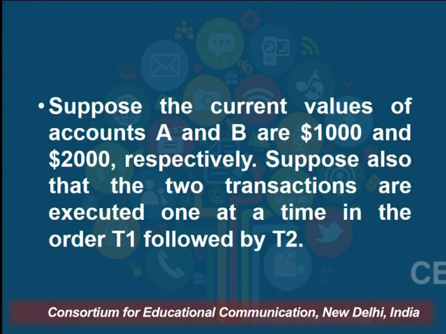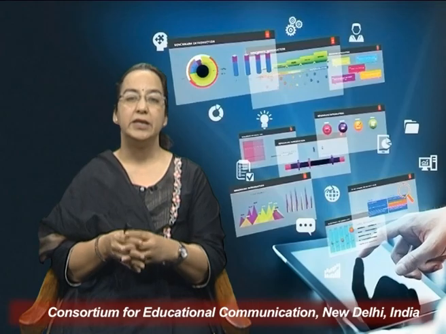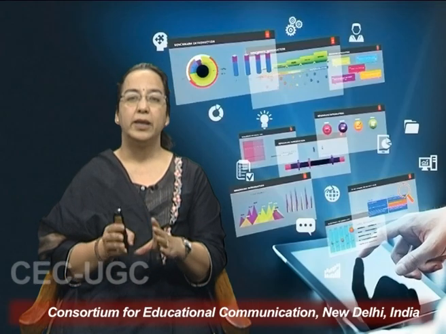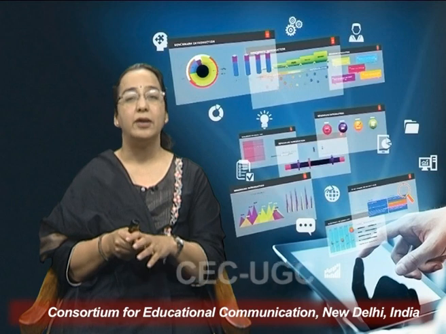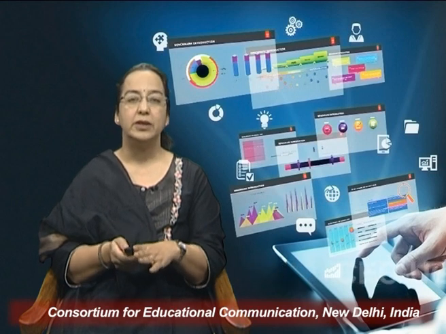So here let us assume that the current values of A and B are $1000 and $2000 respectively, and I am also assuming that these two transactions are executed one at a time in a sequential order. So T1 followed by T2, or the other way around, T2 followed by T1. First let us see T1 followed by T2, with the current values of accounts A and B being $1000 and $2000 respectively.